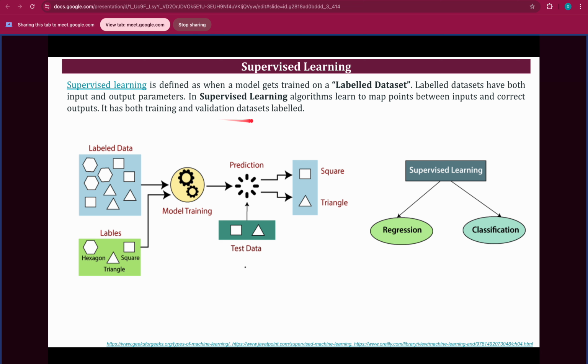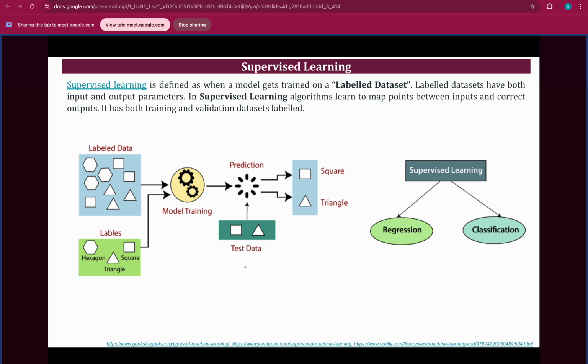So it has both the training and validation data sets labeled. The validation set is also known as the test data set, with which we test our model. So I have a bigger data set which has all the labels. I will divide it into a training set and a test set, or validation set. My validation set will be a smaller set from that entire data set, and the training set will be a larger set on which I am training my model.